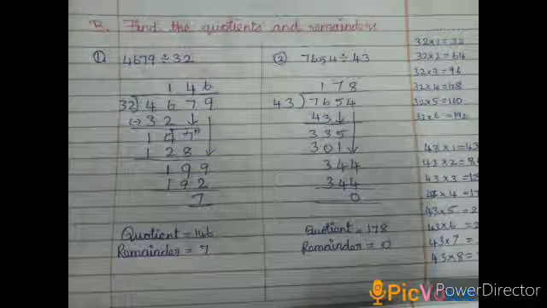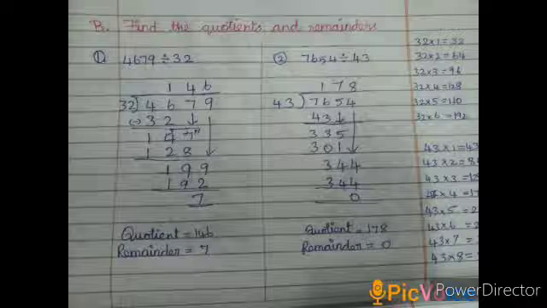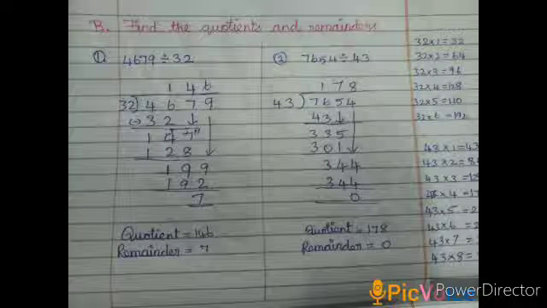B1 is division. Find the quotient and the remainder. First sum is 4,679 divided by 32. So this also we read in the 4th standard itself. Two digit division. Start the division.